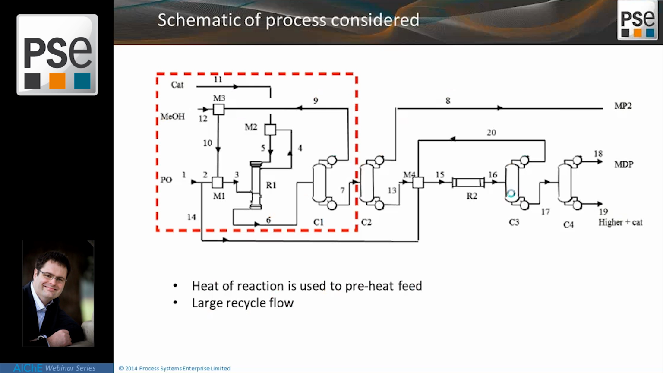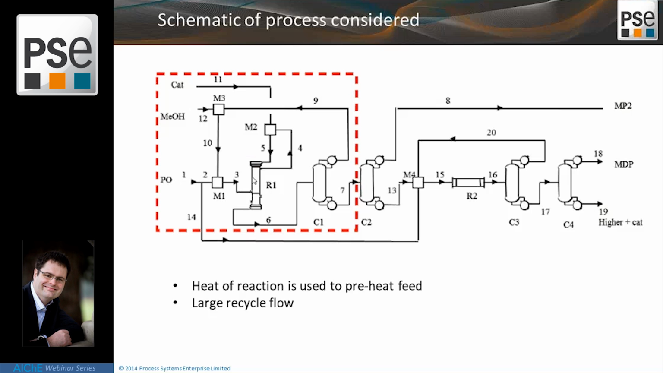To investigate this, I looked at the optimization of startup of this process, and I actually looked at what is shown in this box, so not the whole plant. I'll briefly talk you through this process. It's propylene oxide reacts with methanol with the use of a catalyst to form MP2 and MP1. And MP1 is further reacted in the second part of this process to NDP and higher products. Now, this reactor is set up in such a way that it's an exothermic reaction, so the heat of reaction is used to preheat the feed.